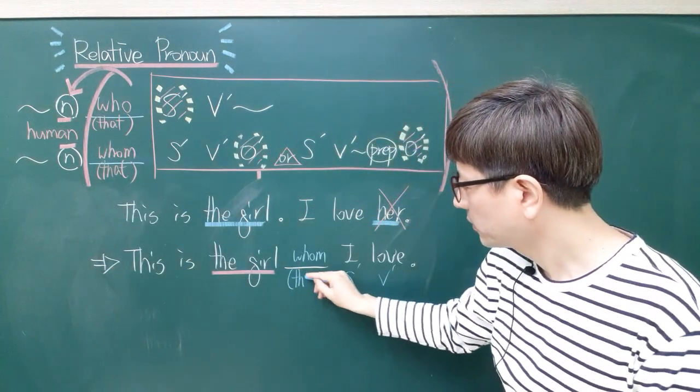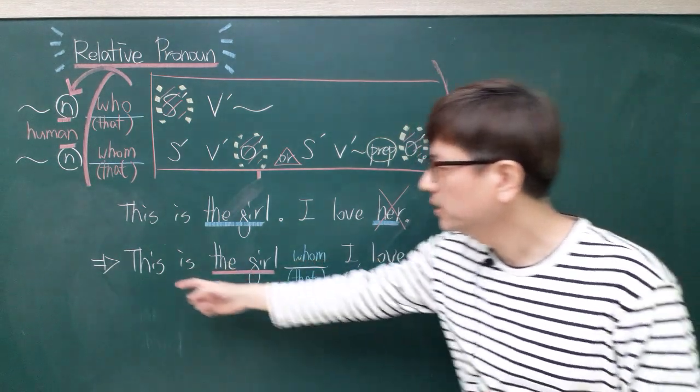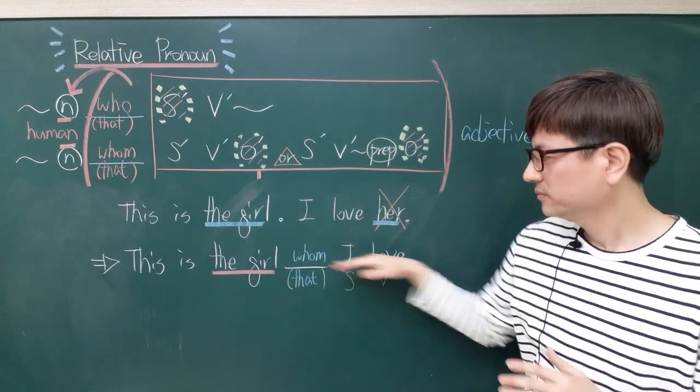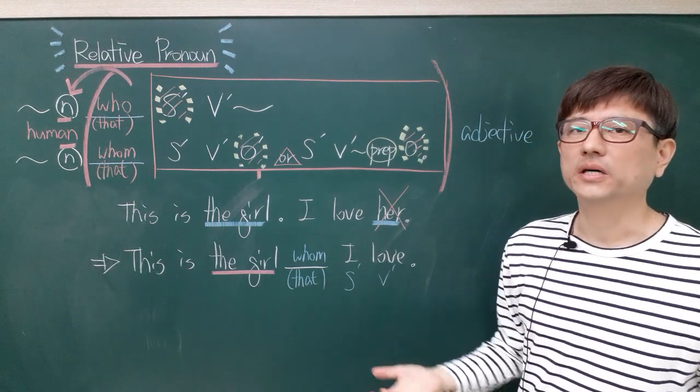So correct answer is this is the girl whom I love, or you can say this is the girl that I love. Like this, you can make two sentences into one sentence using a relative pronoun. You know what I mean?